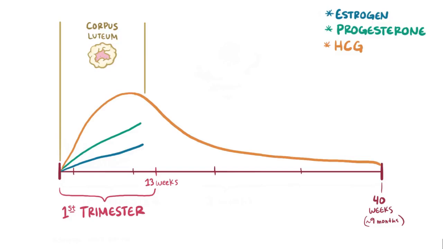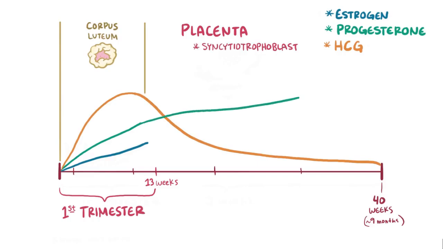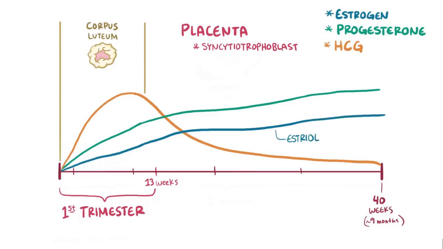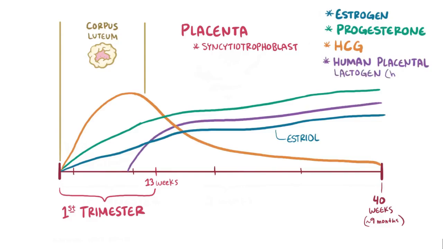Luckily, just as the corpus luteum is shriveling up, the placenta takes over, and specialized trophoblast cells called syncytiotrophoblast cells make progesterone and estriol, which is the most abundant type of estrogen. The placenta also makes a little bit of human chorionic gonadotropin, as well as another hormone called human placental lactogen, or HPL, which counters the effect of maternal insulin to help ensure that there's plenty of glucose available in the blood for the fetus.